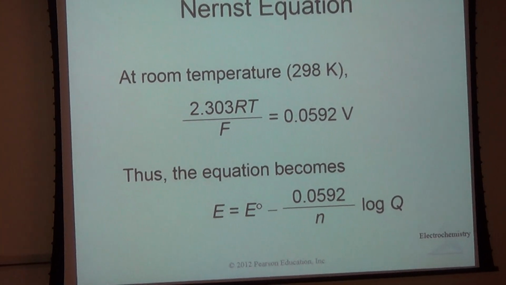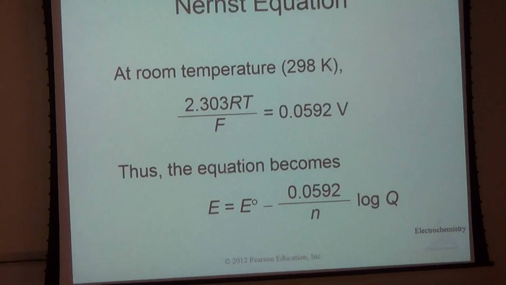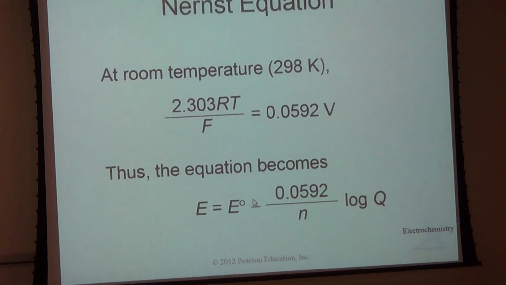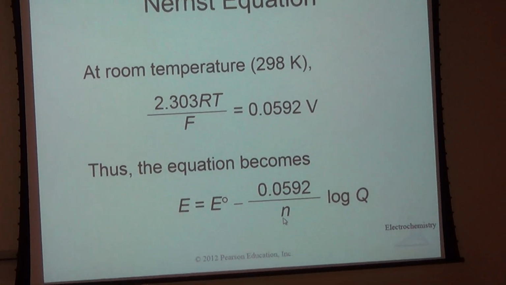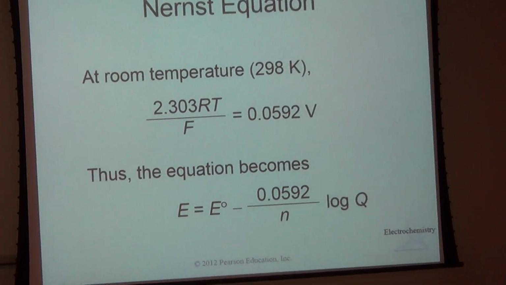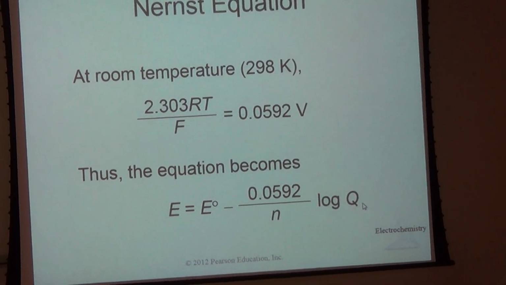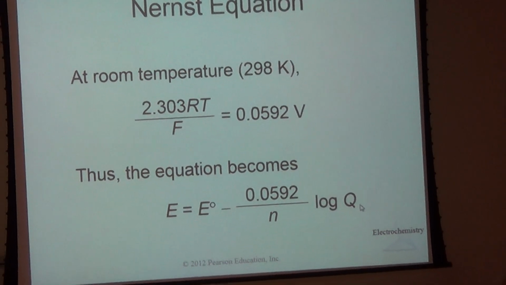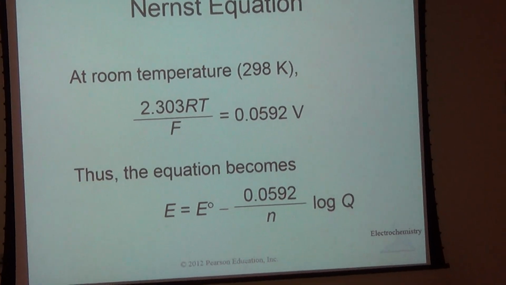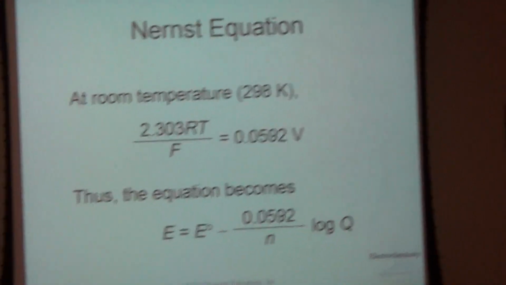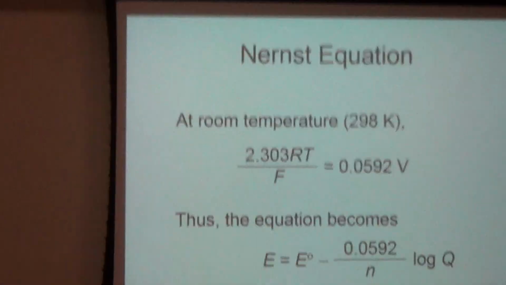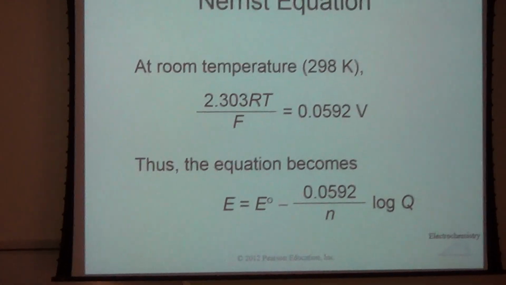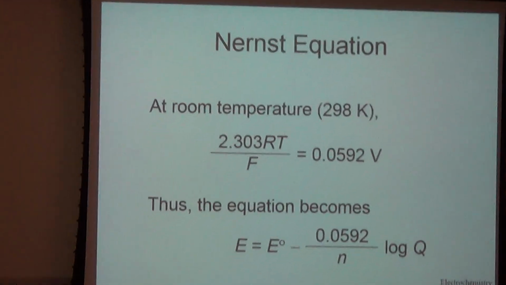So look here. We've got E, whatever cell potential we have, is equal to our standard cell potential minus, N, right? That's the number of moles there. Log Q. What is Q? Reaction quotient. So we're going to need a piece from our equilibrium chapter to come back into the Nernst equation here.